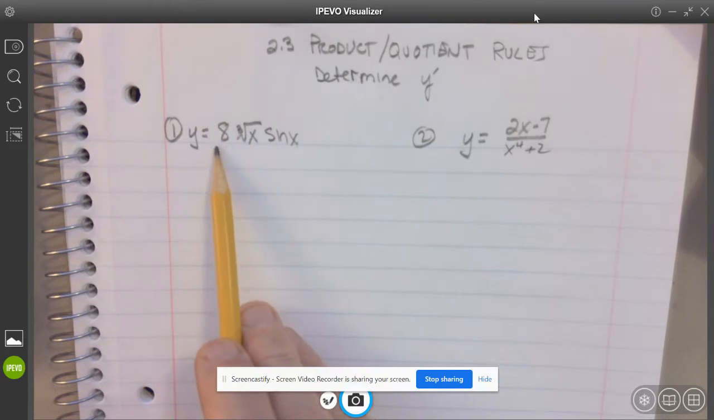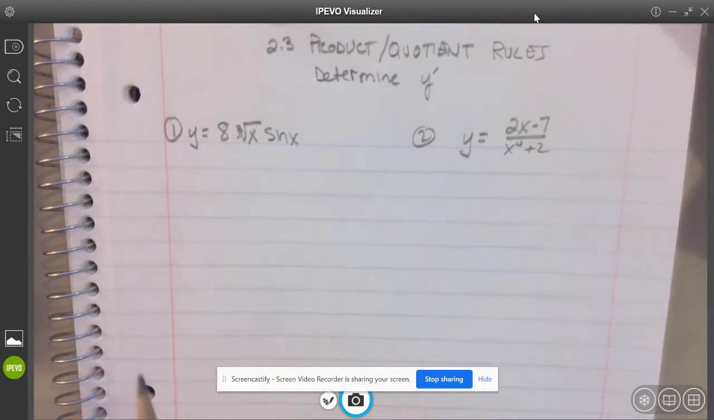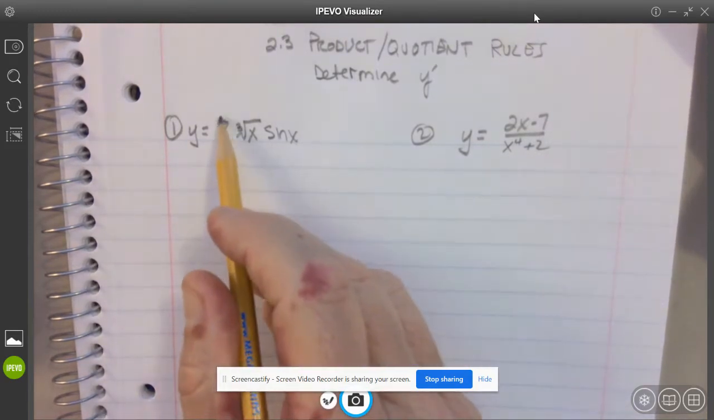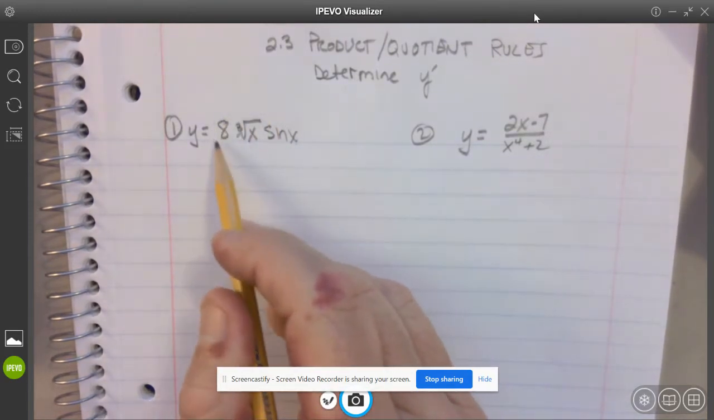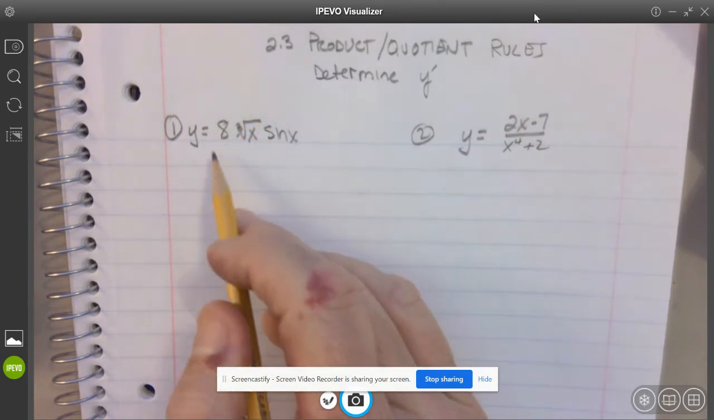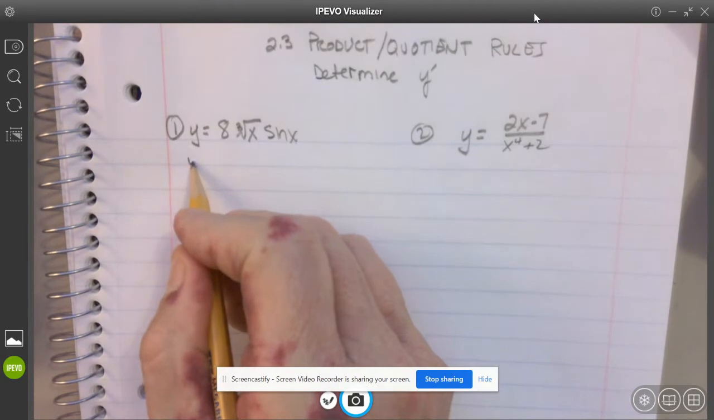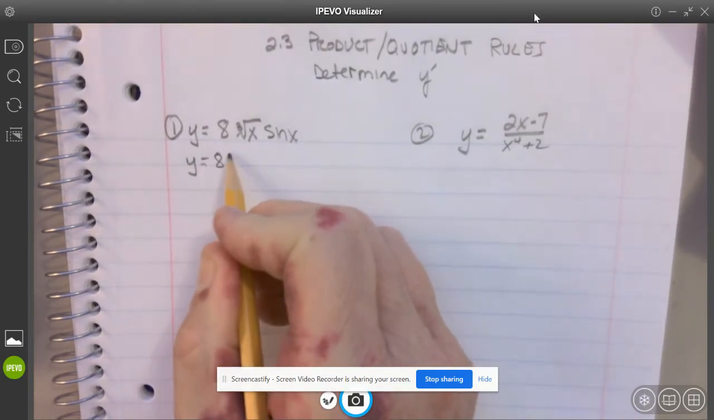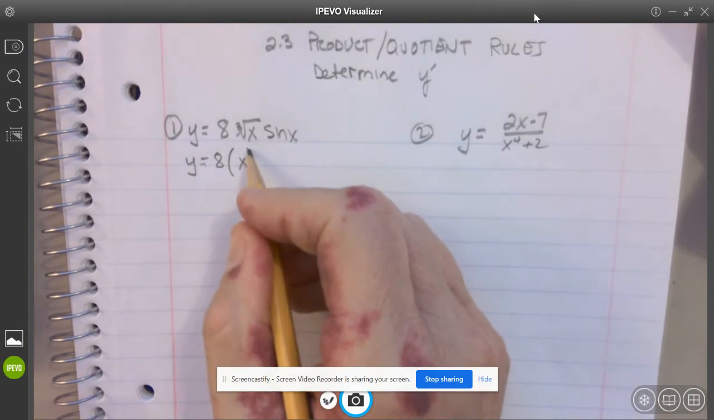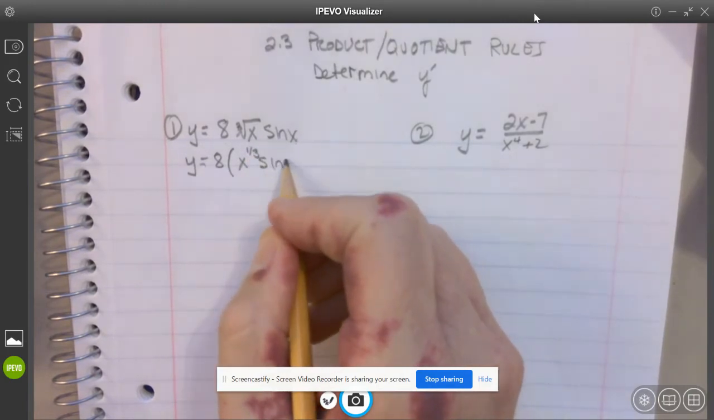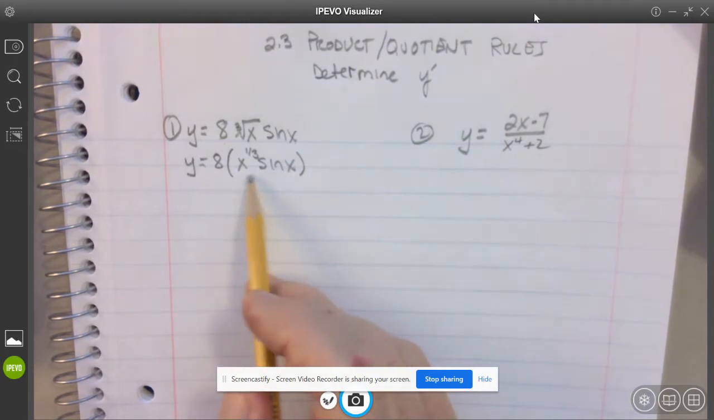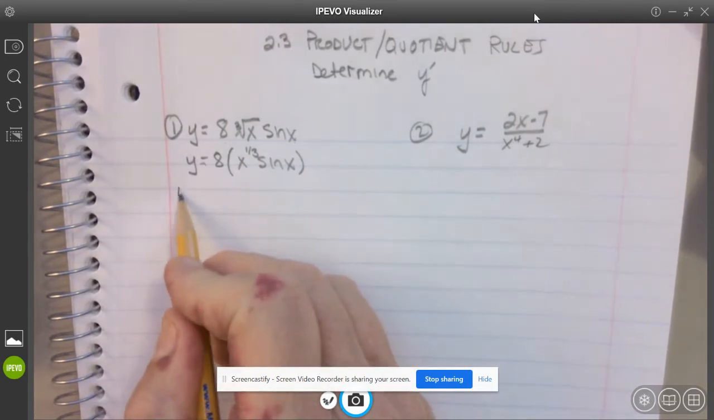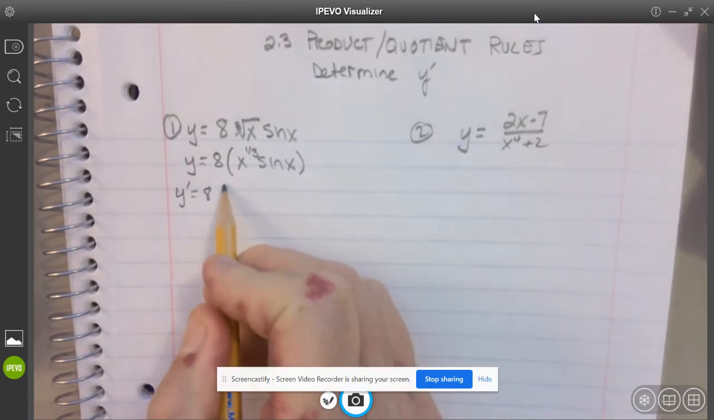But 8, since it's multiplied by the whole thing, we can consider a constant multiple, and we have a theorem, a rule that says we can ignore that. So that's what we're going to do. You can kind of lump it together with the cube root of x. That's not the most efficient way to do it, but it will work. So as I said, I'm going to think of it like this: 8 times the cube root of x times sine of x, and I'm going to do the product rule just on this part of it because the 8 is my constant multiple. So now I'm ready for the derivative using the product rule.